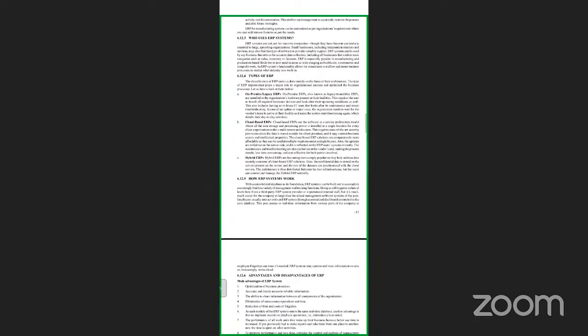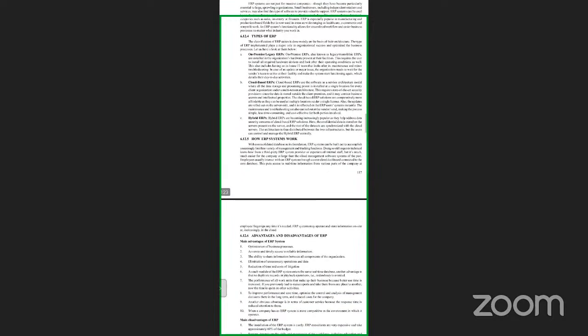The first one is on-premise ERP, also known as legacy or monolithic ERP, which is installed on the organization's hardware at their facilities. Cloud-based ERPs use the software-as-a-service architecture and model, where all the data storage and processing power is at a single location. Next, hybrid ERP is a combination of both, cloud-based ERP solutions that also address data security concerns. How ERP systems work. Next, we have advantages and disadvantages of ERP.